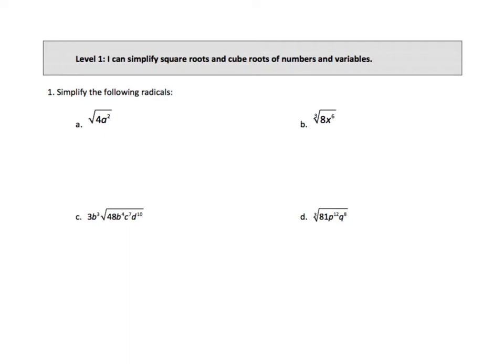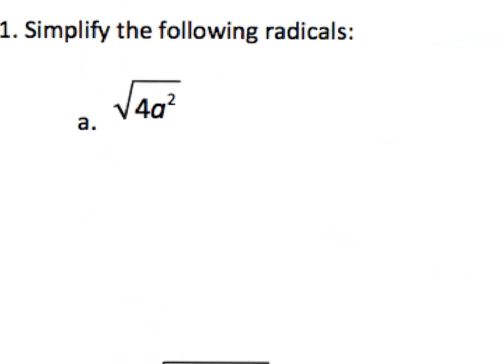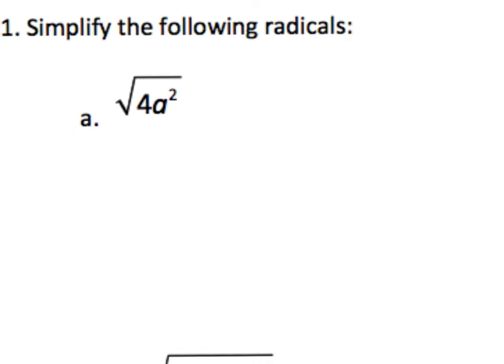Okay, so for level ones, I can simplify square roots and cube roots and numbers and variables. So very similar to our last objective, but now we've just got variables to go along with it. So in letter A, I'm going to break this down into two parts. The square root of 4 times the square root of a squared.